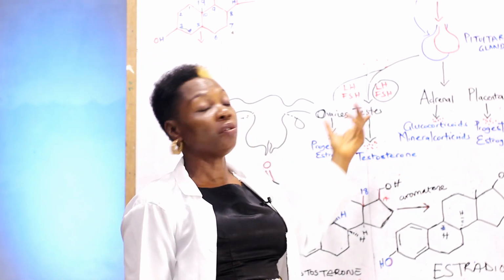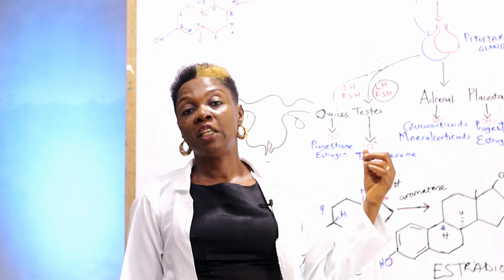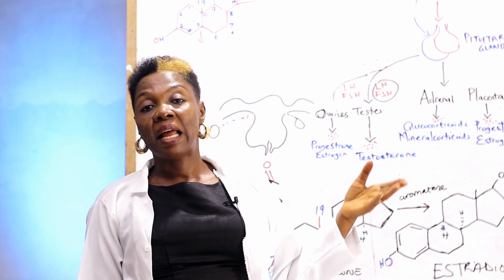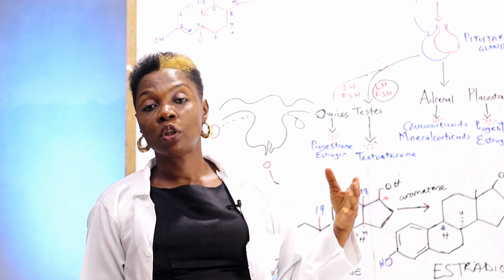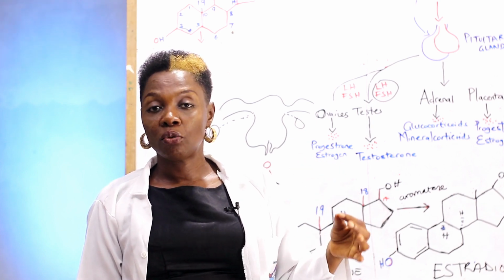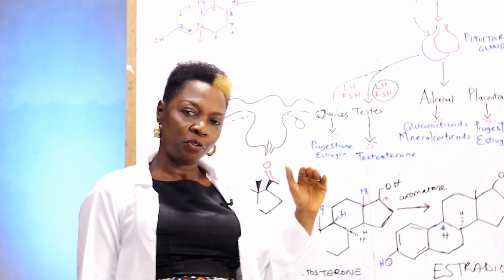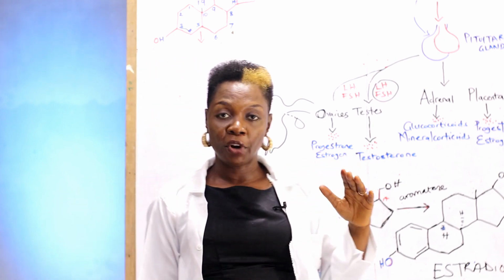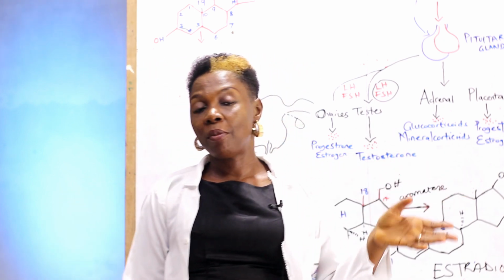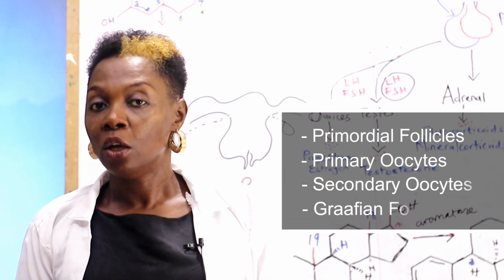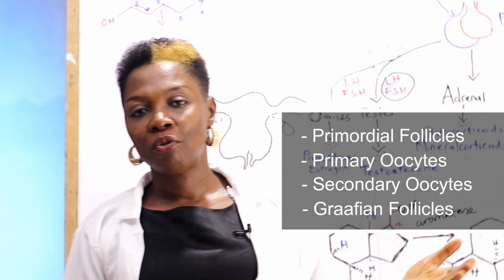Now, what happens to the residual follicle? It transitions to a gland and synthesizes what? The hormone progesterone. The gland is called the corpus luteum. So these are the different stages of the ovary, from the primordial to the primary oocyte to the secondary oocyte to the mature Graafian follicle.